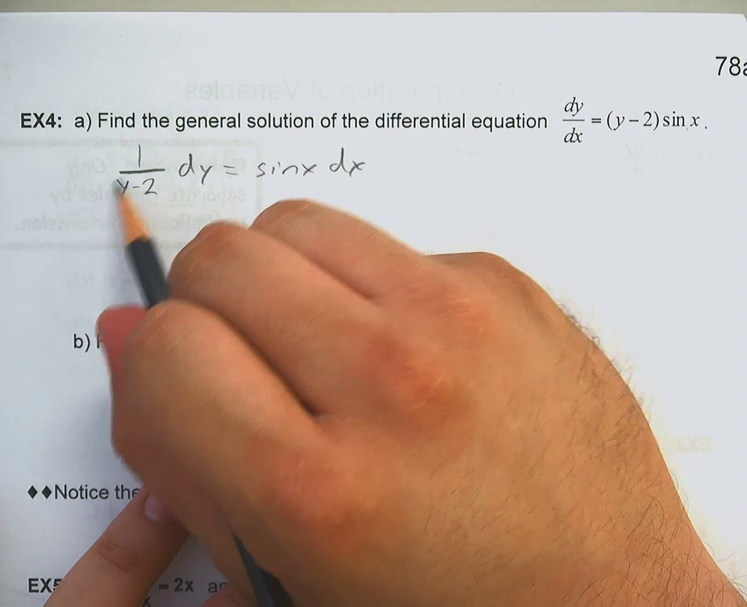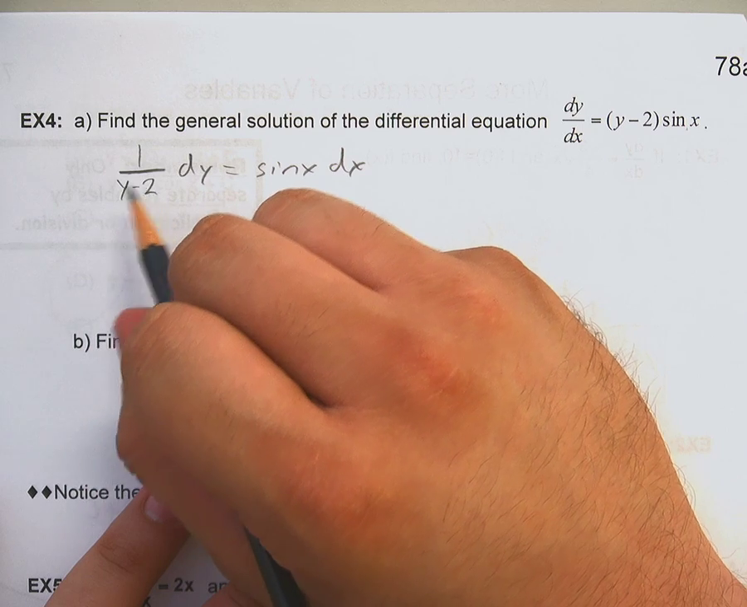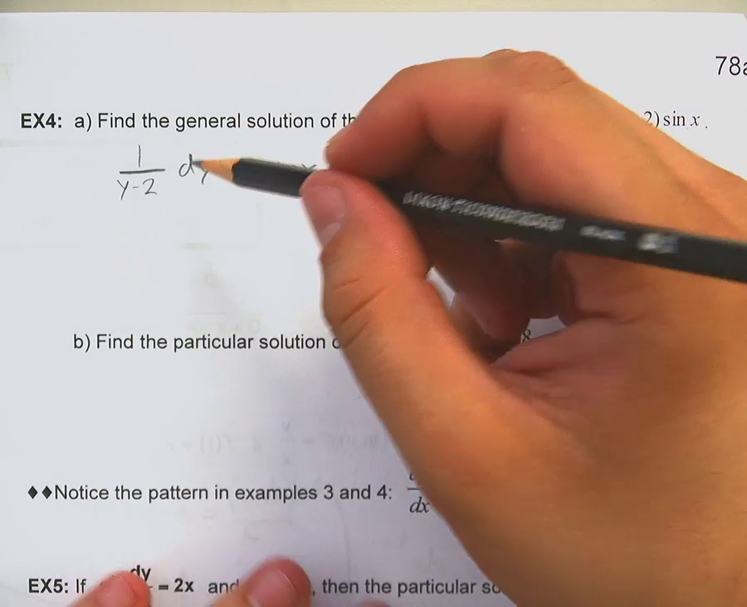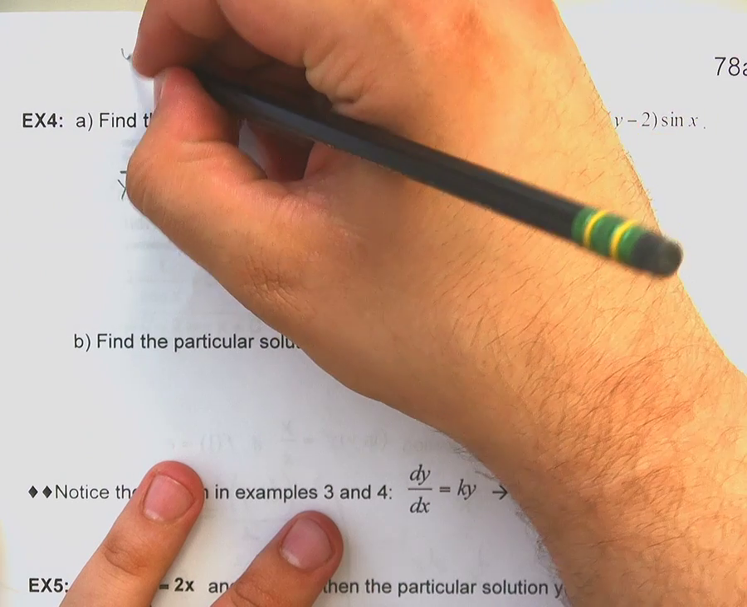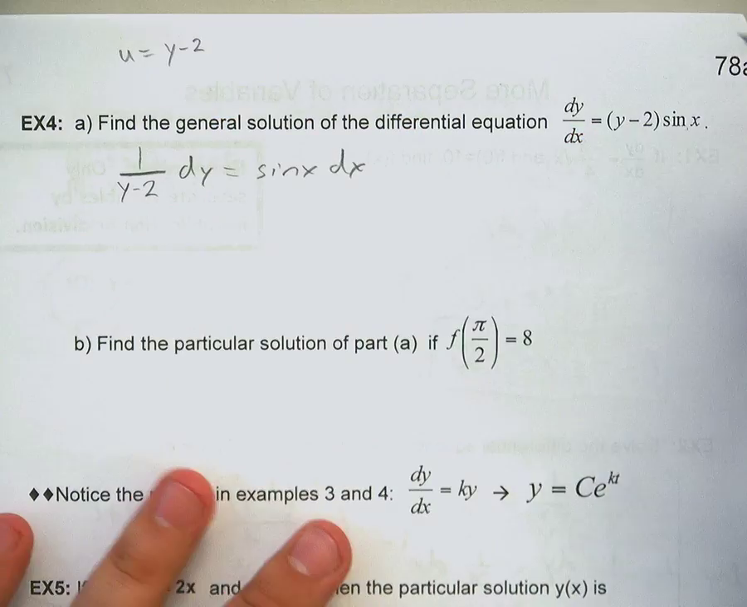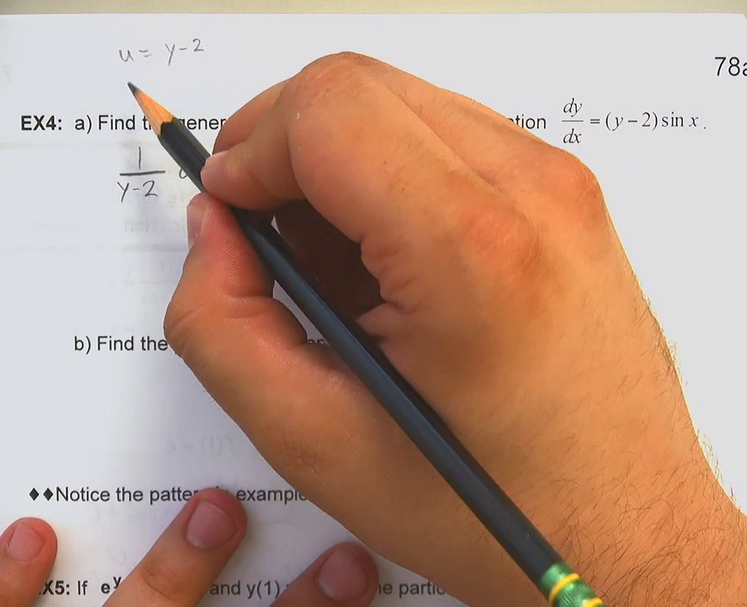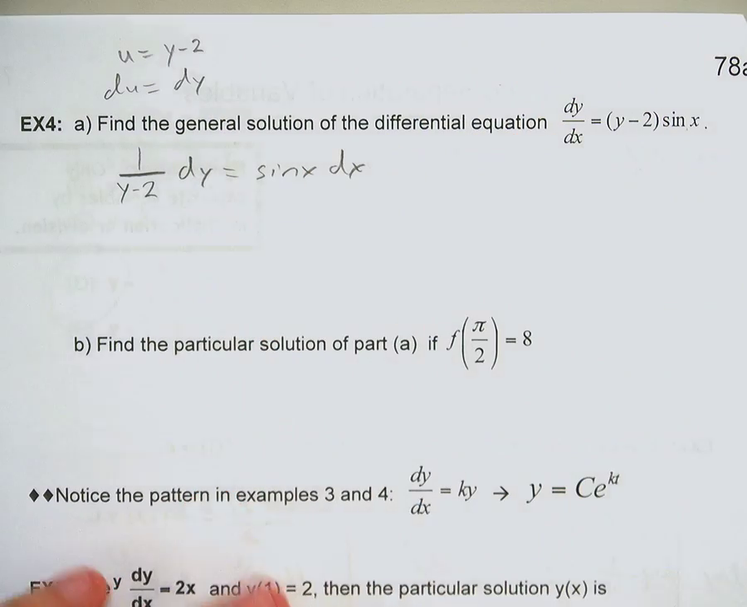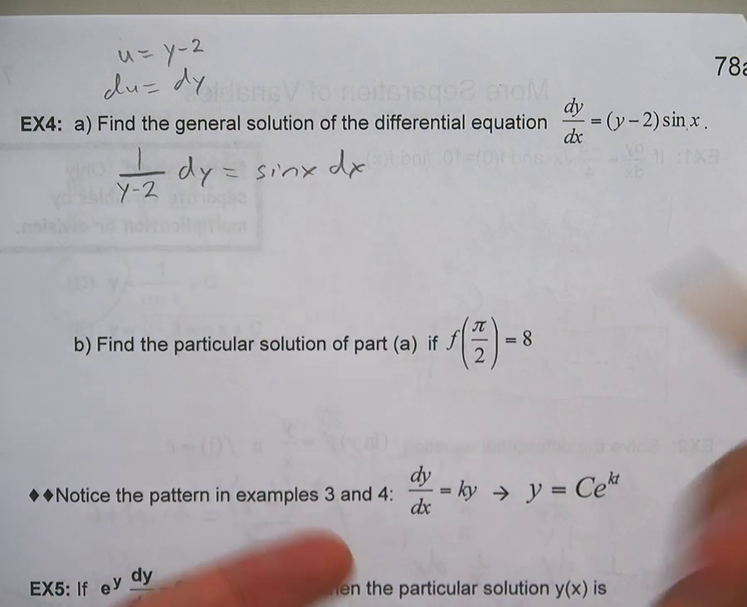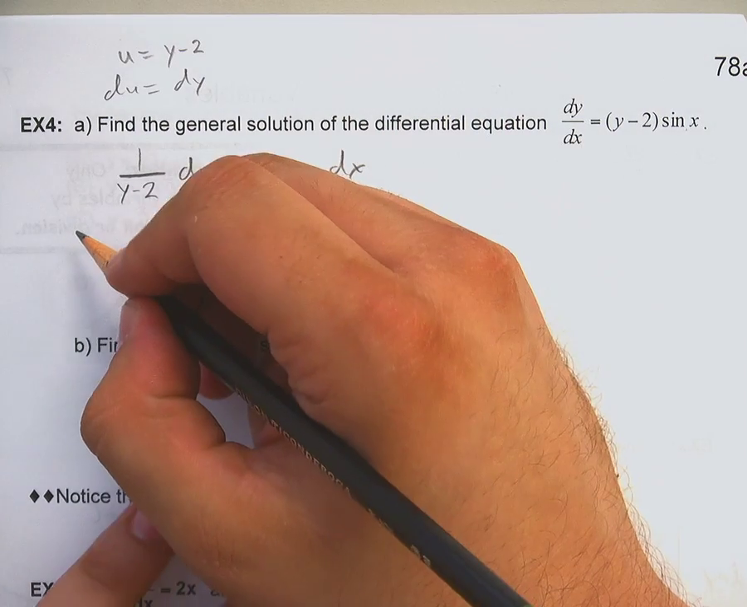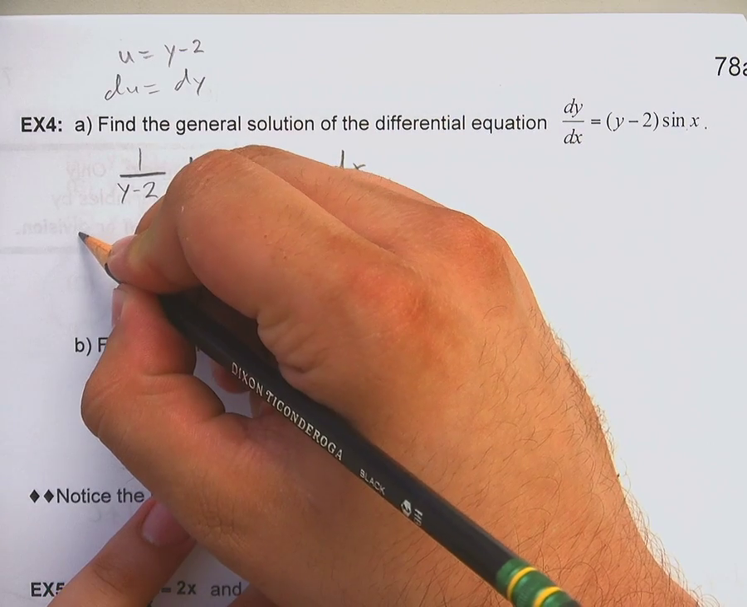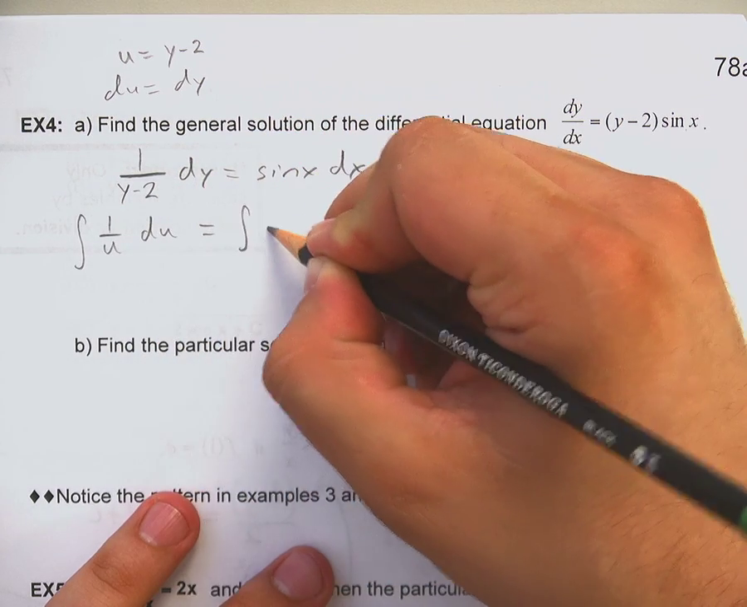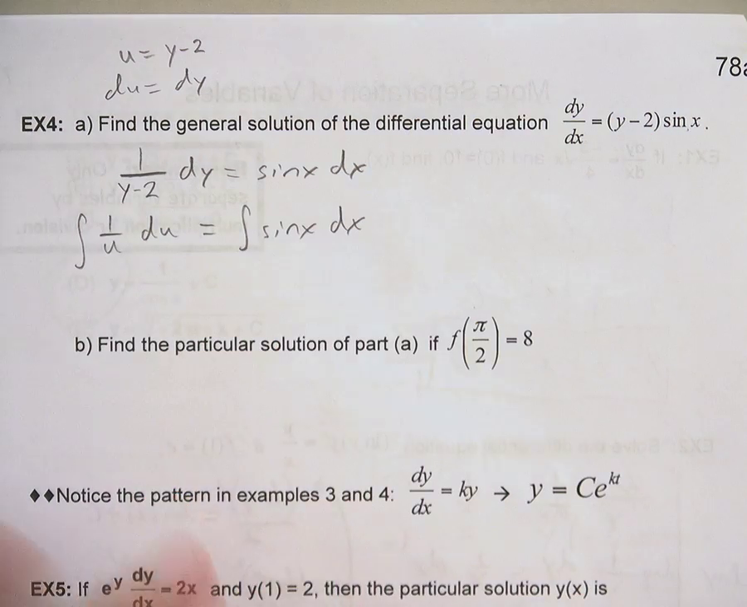Now, this is a u substitution. I've got a problem down here. This is like saying y minus 2 to the negative 1. That's a big issue, so I can't do that. So I'm going to call u y minus 2. So du is the derivative of this, which is just dy. It's 1 dy. So, fantastic. This is going to be the integral of 1 over u du, the integral of sine x dx.